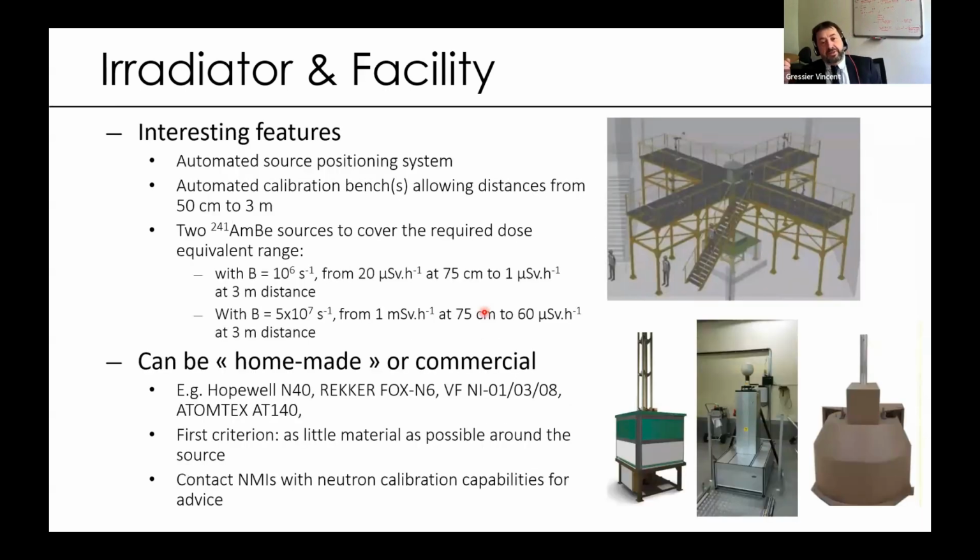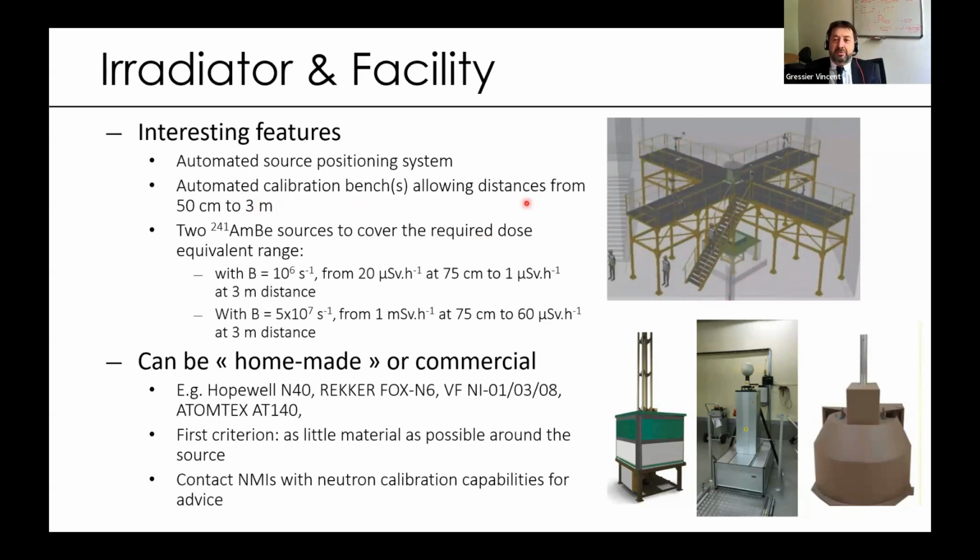What should be the interesting features for your facility? It's not mandatory, but if you can, an automated source positioning system is helpful. You can also use a geometry like in this picture with four possibilities of irradiation if you have to make a lot of irradiations at the same time, because in each direction you will have, at the same distance, exactly the same field characteristics.